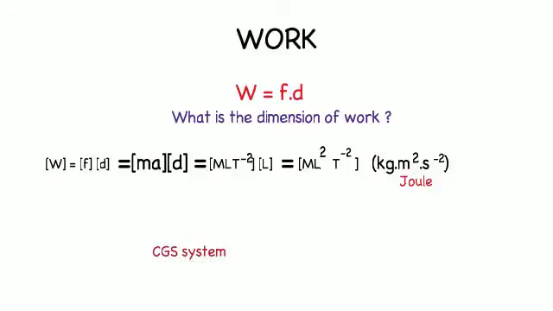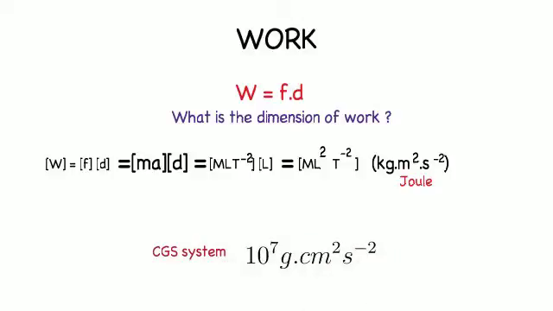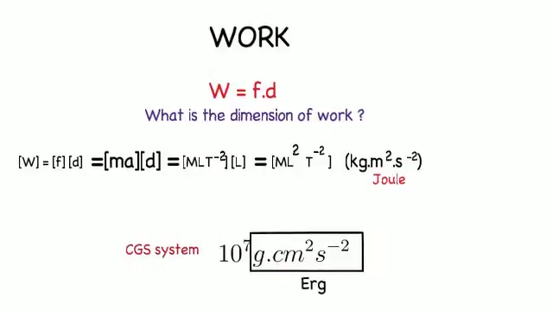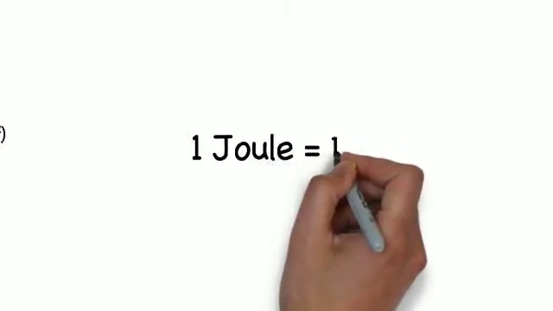Now when we want to convert this to the CGS system, all we have to do is substitute gram and centimeter in place of kg and meter. When we do this, we obtain 10 to the power 7 gram centimeter square per second square. 1 gram centimeter square per second square is defined as 1 erg. So 1 joule is equal to 10 to the power 7 erg.